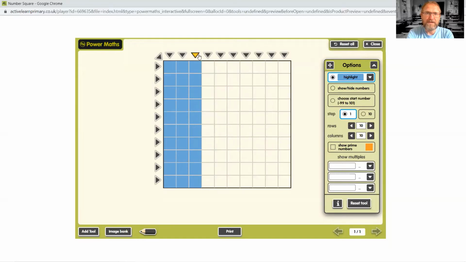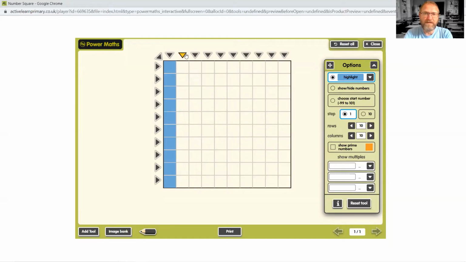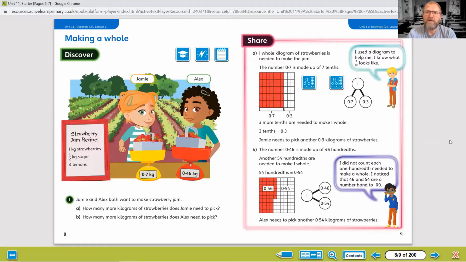And let's go all the way back to 1/10. And each one of these squares is 100th. So there we've got 1, 2, 3, 4 hundredths. Okay, and there down to 1/100th. So that's the difference between a tenth and a 100th. So back to the question.